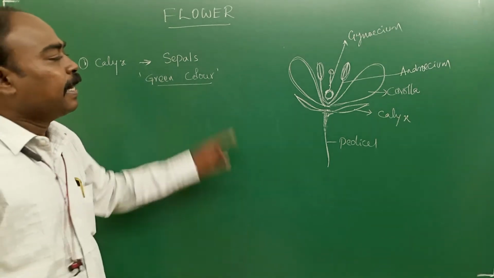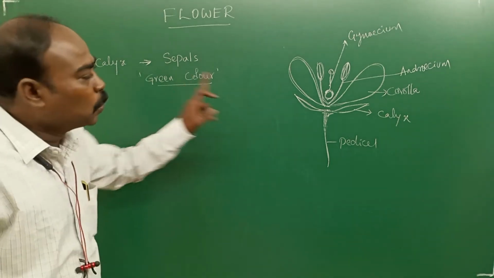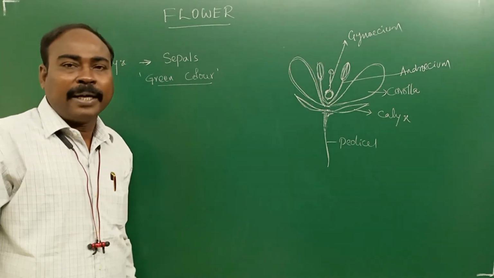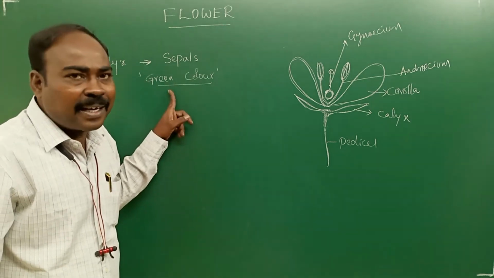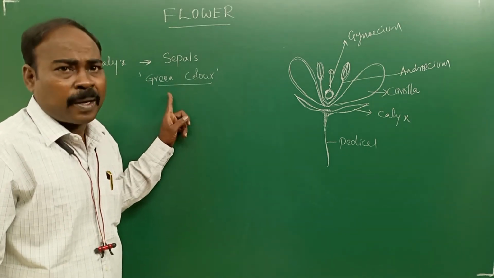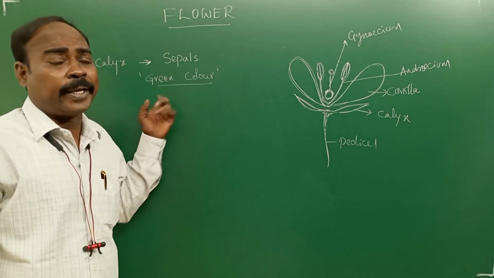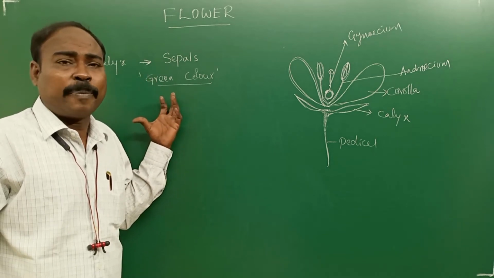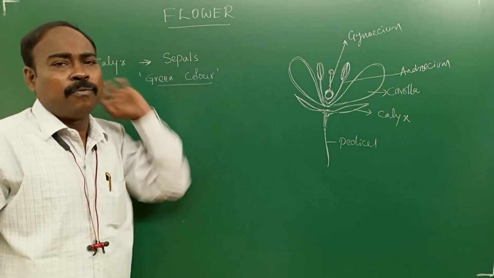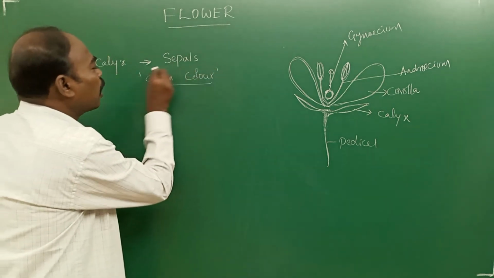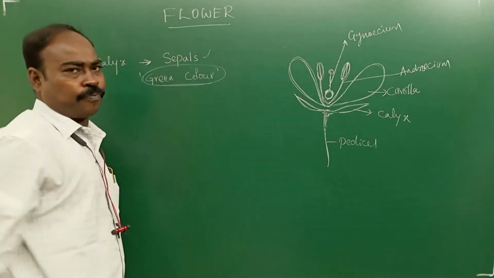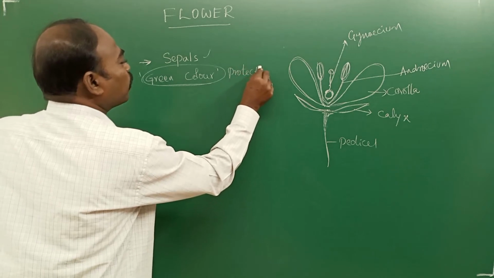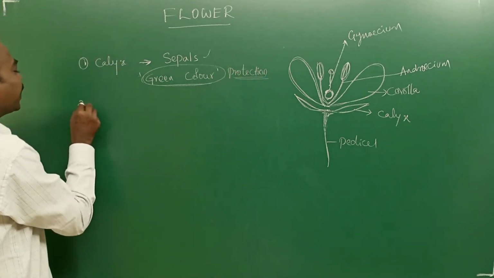Sepals are generally green in color, which is useful to protect the inner whorls, that is corolla, androecium and gynoecium. Being green, they have a protective function and also participate in photosynthesis. Green means it has chloroplasts. Within the chloroplast, chlorophyll pigments trap the sunlight and participate in photosynthesis. So green leaves are said to be sepals. Next, which is useful for what purpose? Protection.